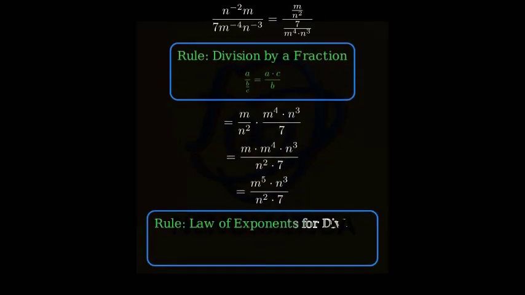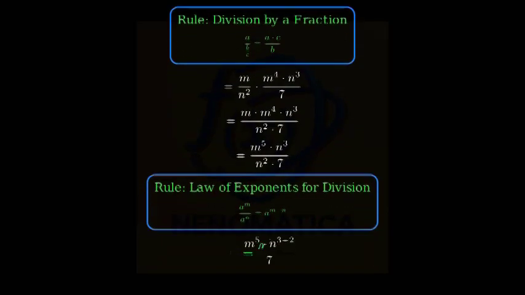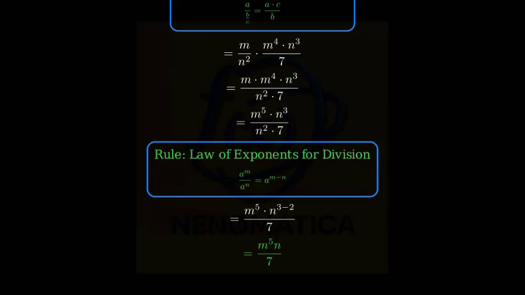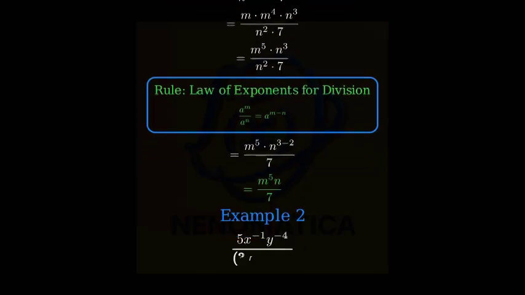We can simplify the expression further by using the law of exponents for division. For n, we have n cubed in the numerator and n squared in the denominator, so we get n to the power of 3 minus 2, which is n to the first power. Now, let's move on to our second example.